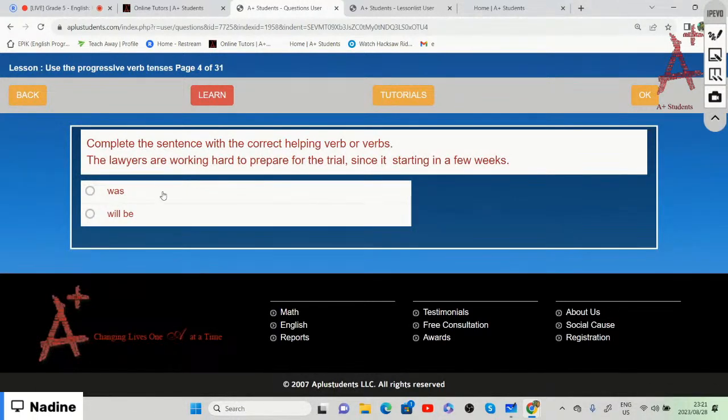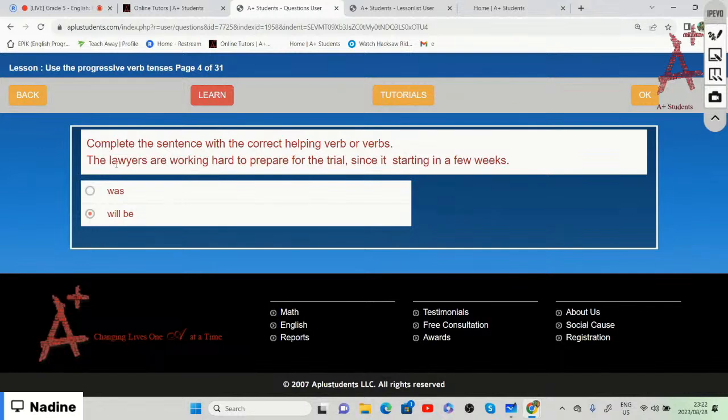The lawyers are working hard to prepare for the trial, since it was starting in a few weeks or will be starting in a few weeks. So it's starting in a few weeks, which means that the trial is in the future. So it will show the future progressive tense, the ongoing action in the future. Which means that we will then use will be.